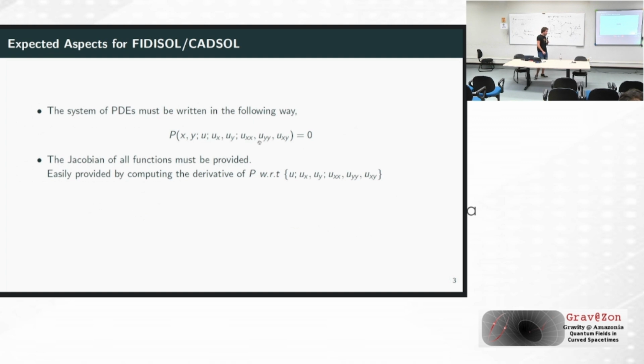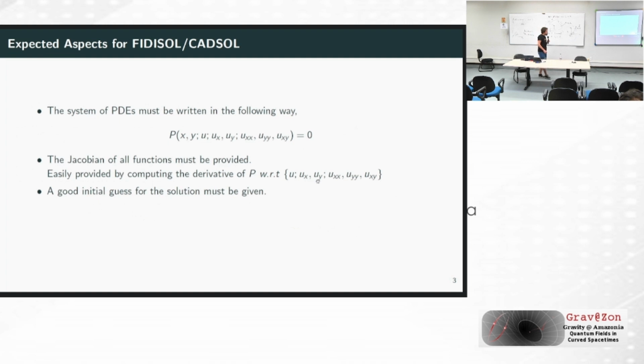You also have to provide the Jacobian for all the functions that you have. This is quite simple to do. You only take the set of partial differential equations and you take the derivative with respect to the function and its derivatives. So it's not very complicated.